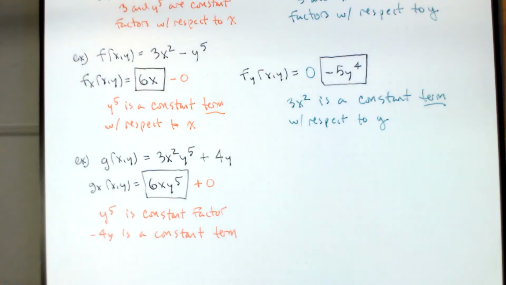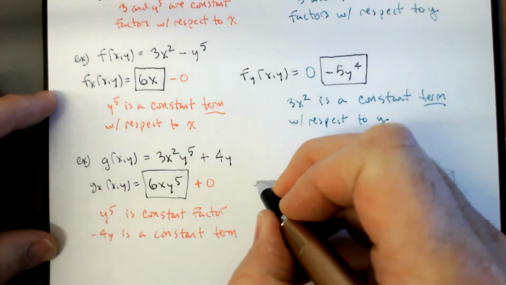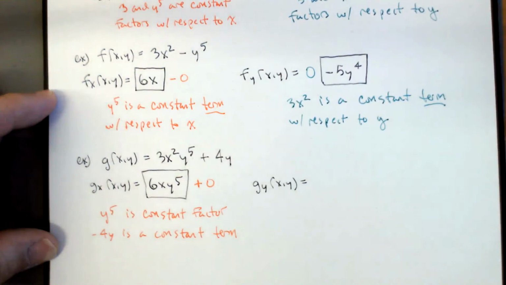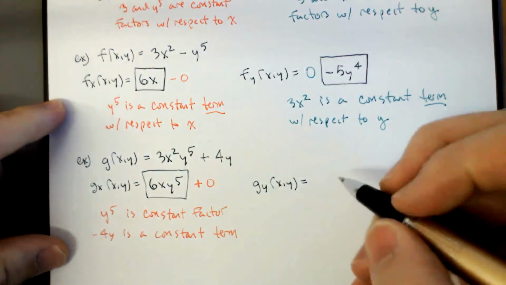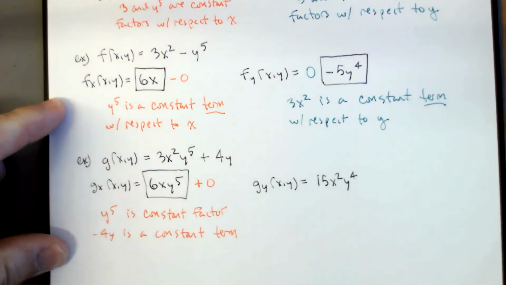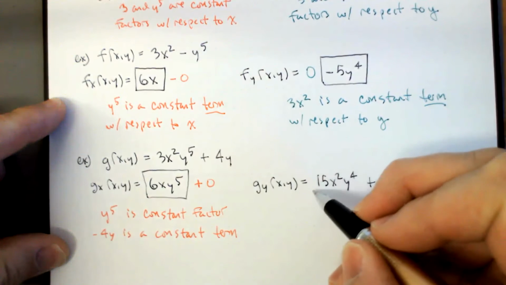When we take the derivative with respect to y, we put a different read on the problem. Now I've got two variable terms. 3x squared is a constant factor, but I have two terms with y in them. So the partial with respect to y: in this problem, 3x squared is a constant factor. The derivative of 3x squared y to the fifth with respect to y is 15x squared y to the fourth, like it was earlier. And the derivative of 4y with respect to y is 4.